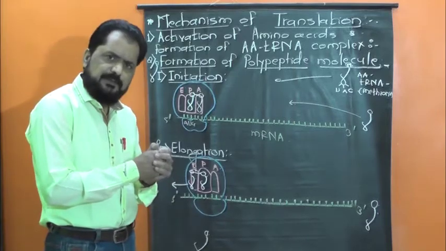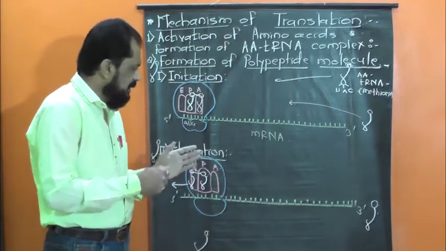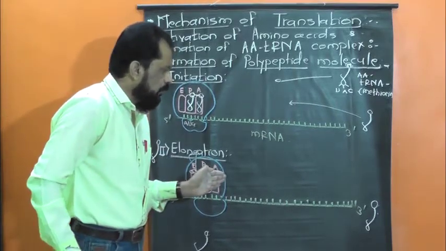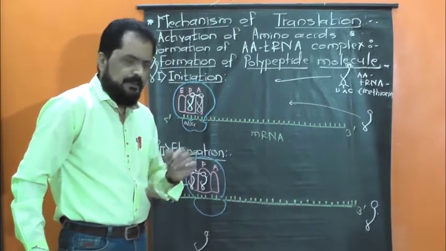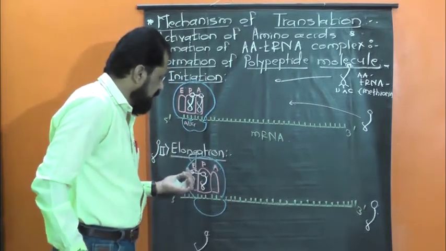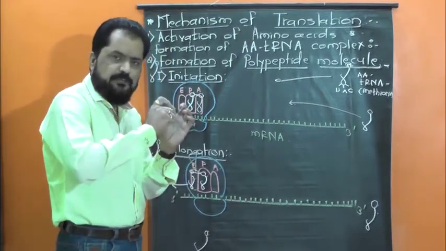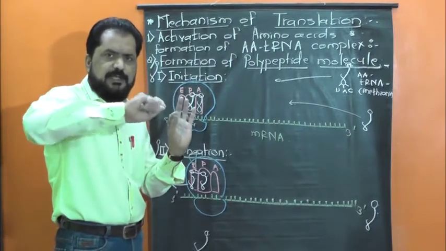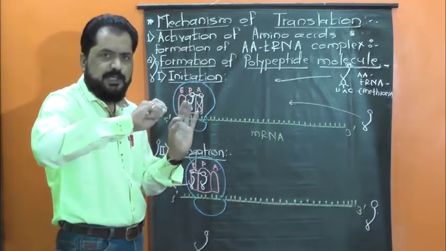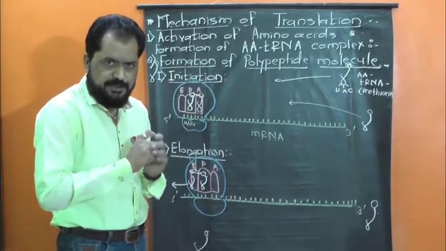And thus now continuously this process occurs towards the 3' end. New amino acids get added and there is a formation of chain, that is nothing but elongation of polypeptide chain.